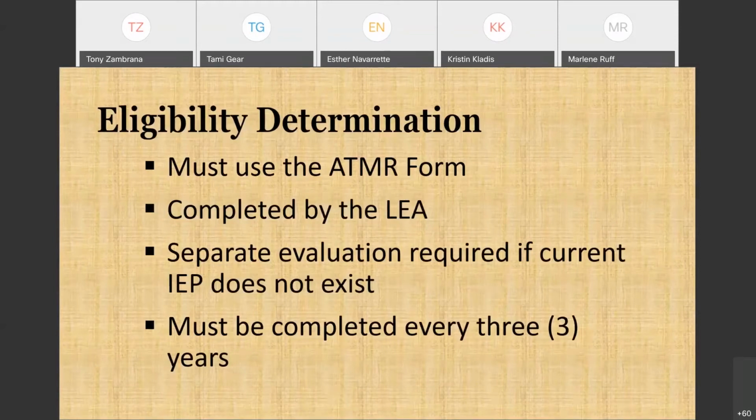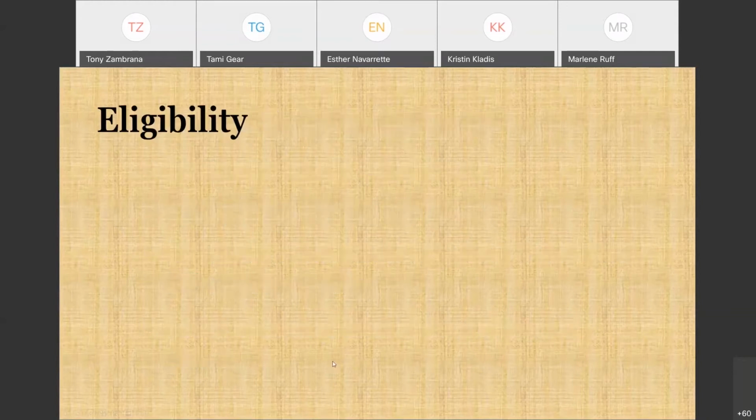If you don't realize it's coming up and you don't provide those 45 days, you're going to have school psychologists and evaluators that are scrambling to try and get it done by that 3-year date. So make sure that you get that in time.